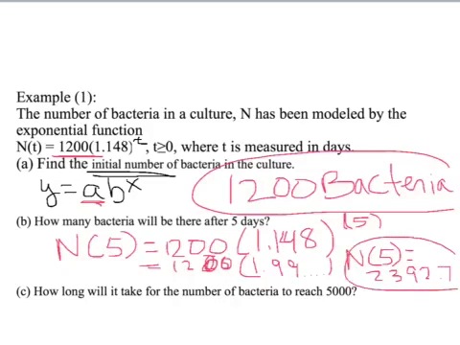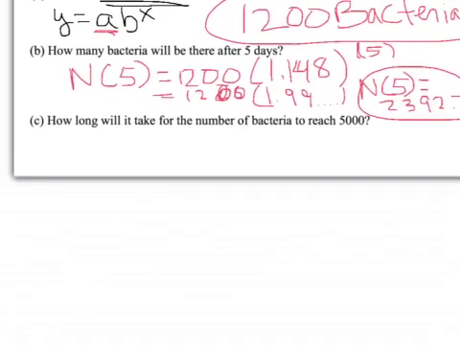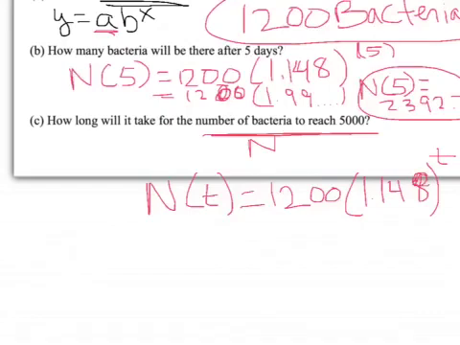So in this last question, how long will it take for the number of bacteria to reach 5,000? This is something we're going to look at a lot in class. What we actually want to do here is solve this by graphing. This is the number of bacteria, which is what your n is. So for n of t equals 1200 times 1.148 to the t, we don't know our t in this equation, which is pretty tricky. We don't know how to get a variable out of the exponent. It's going to be 5,000.